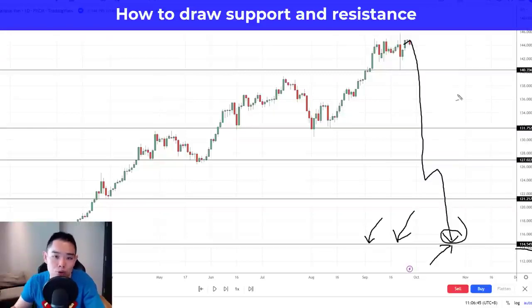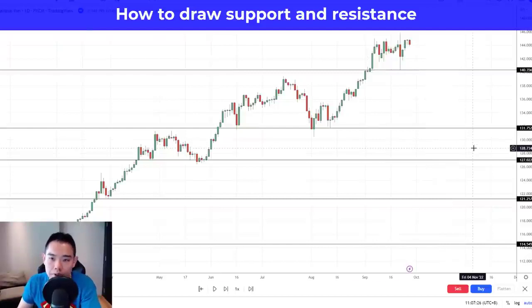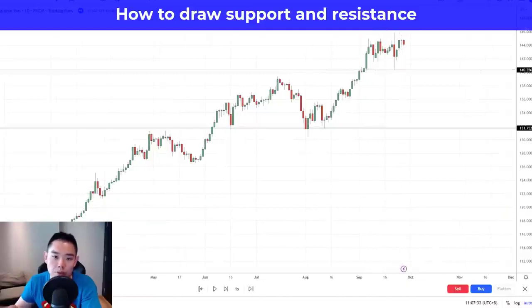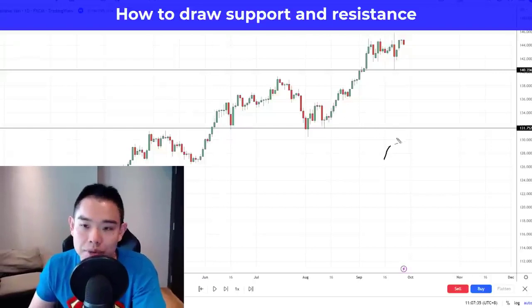So this is why I usually have not more than 2 areas of support on my chart. So I'm just going to remove all the additional ones. This, remove, remove, and remove. So my support and resistance will look something like this on the chart. And also one more thing to add is that this level over here will be significant.